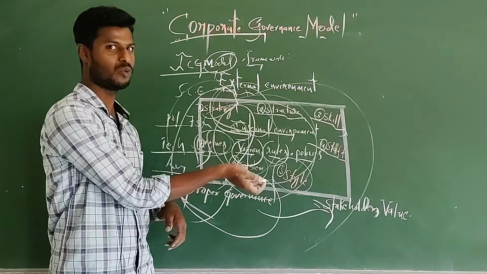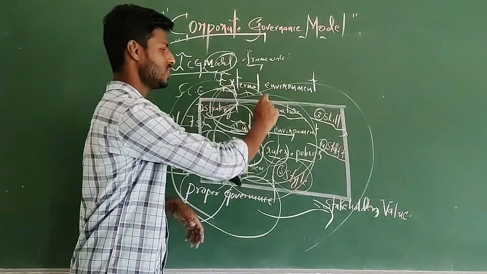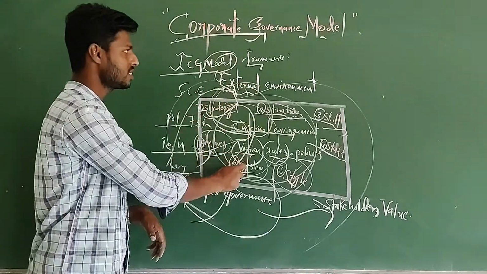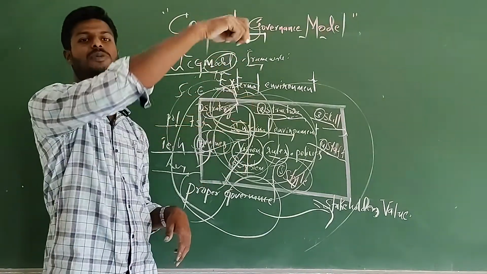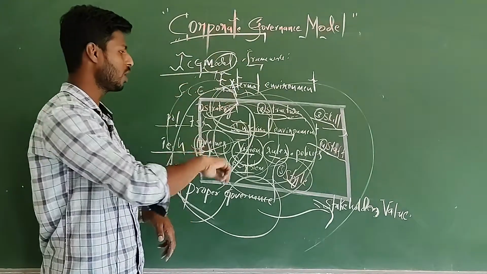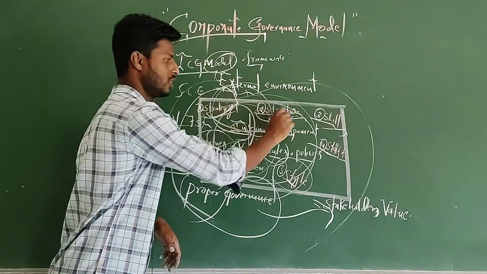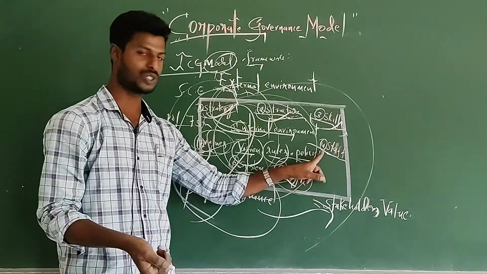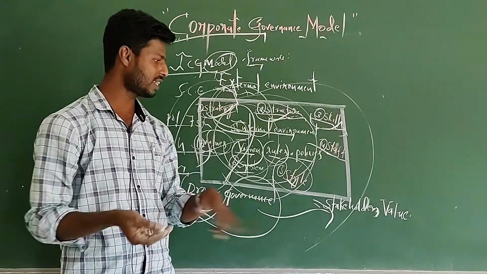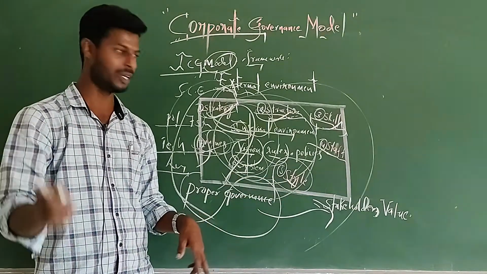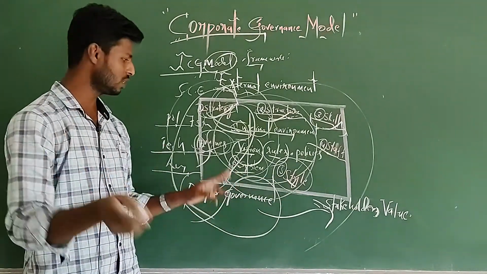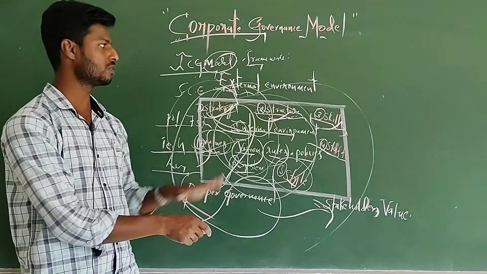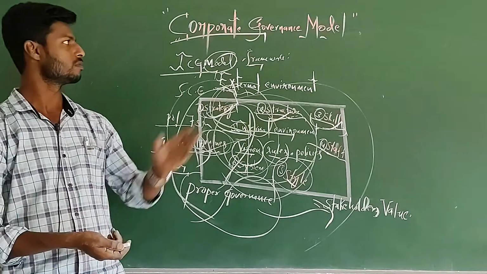So changing of internal environment means what? Changing of strategies, structure, skills, staff, style, shared values and system as per the external change. As per the changes of external factors, each and every company must change their strategies, they should change their structure, they should change their employees, they should change the method of staffing, and they should change their style of leadership, and they should change their system, they should change their shared values.